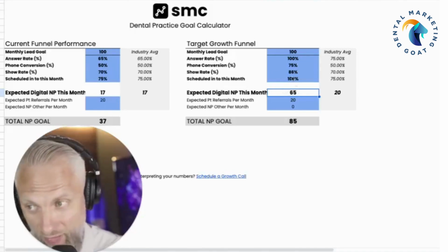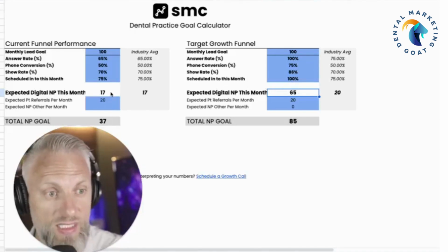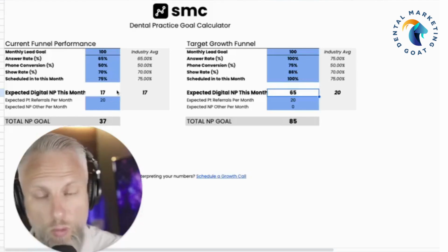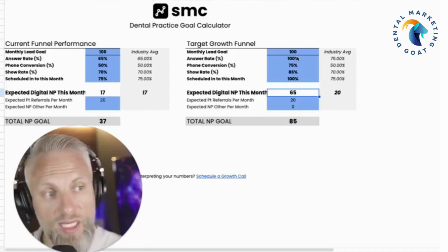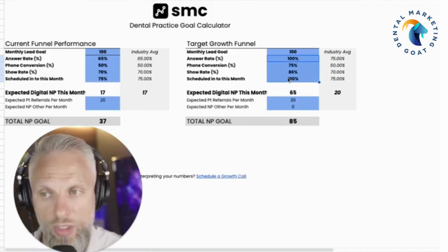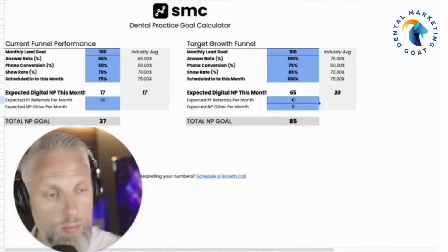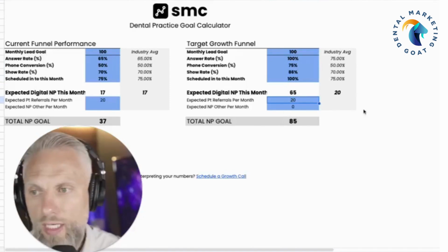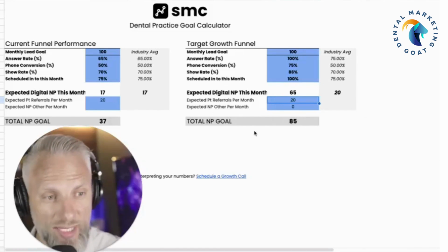Do you see how impactful this is? This is more than a 3x. This is humongous. It's almost a 4x of number of new patients, not because they got more leads, not because they were better leads, but just by simply plugging these operational holes. Now, if we add in the 20 patient referrals, which is important that you track, you end up with 85 new patients. So you end up with more than double the new patients.